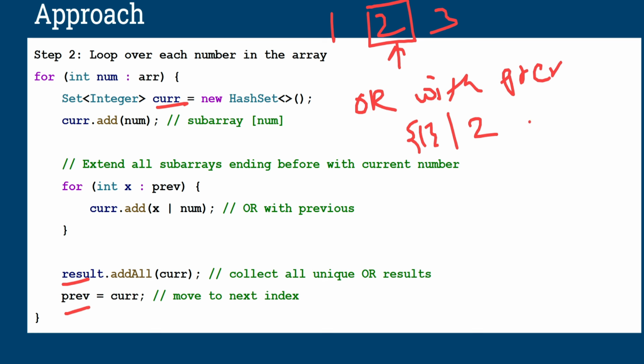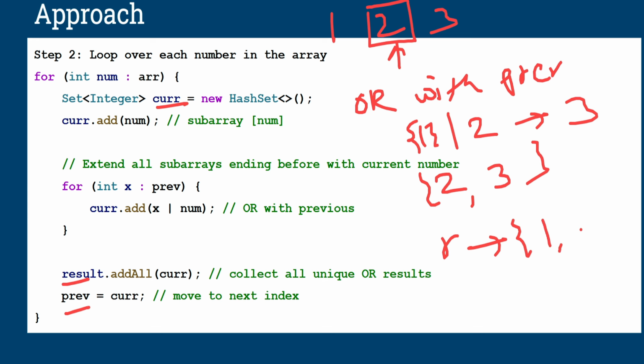We know what we'll get. We'll get 3, right? So now current will contain what? 2 and 3. Can we say that? We can get it. Now the result will contain what? Result will contain 1, 2 and 3. What will previous have? So we'll add the previous also. So we'll say previous will contain 2 and 3, right?